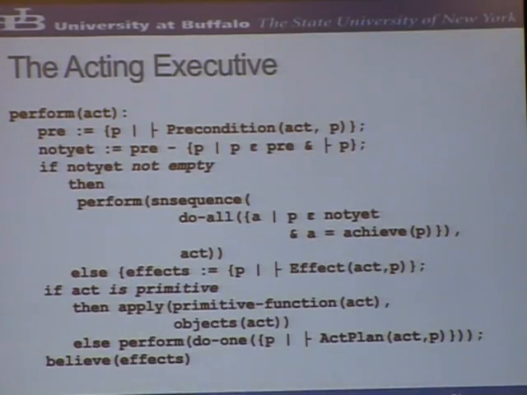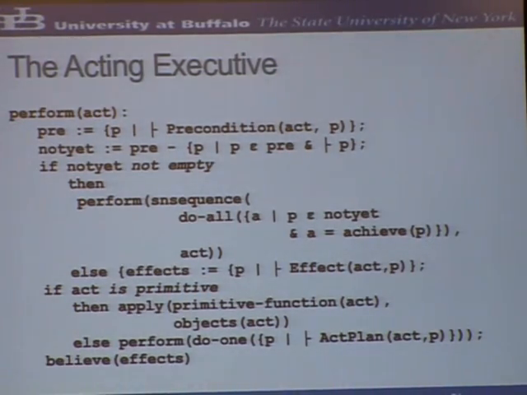Okay, so the real payoff of all of this and my saying that there are these four propositions about acts is telling you what the acting executive is currently. And let me see if I can go through this semi-quickly. Well, but you can ask questions. So, perform the act. How is that done? So there's a queue, an acting queue. And so it takes the first act off the queue and performs it. BDI: if you intend to do something, it's on the acting queue. You will get to it eventually, maybe.